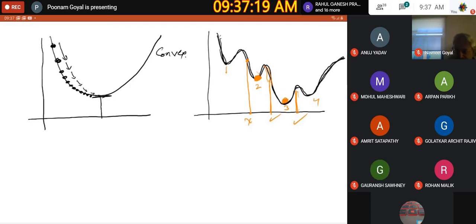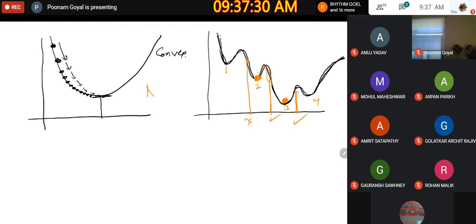No, sir. One answer I got in the chat is yes. So the answer is, it is no. It does not guarantee a global minima if your function is like this. But if your function is like this, then yes. If it is a convex function, then gradient descent would guarantee global minima. But if it is not a convex function, it is not guaranteed that you get to the global solution.